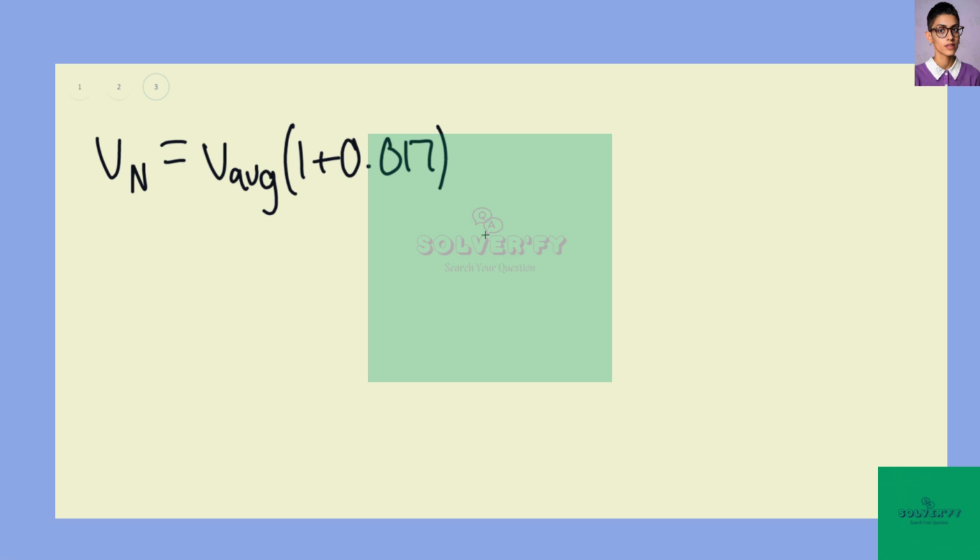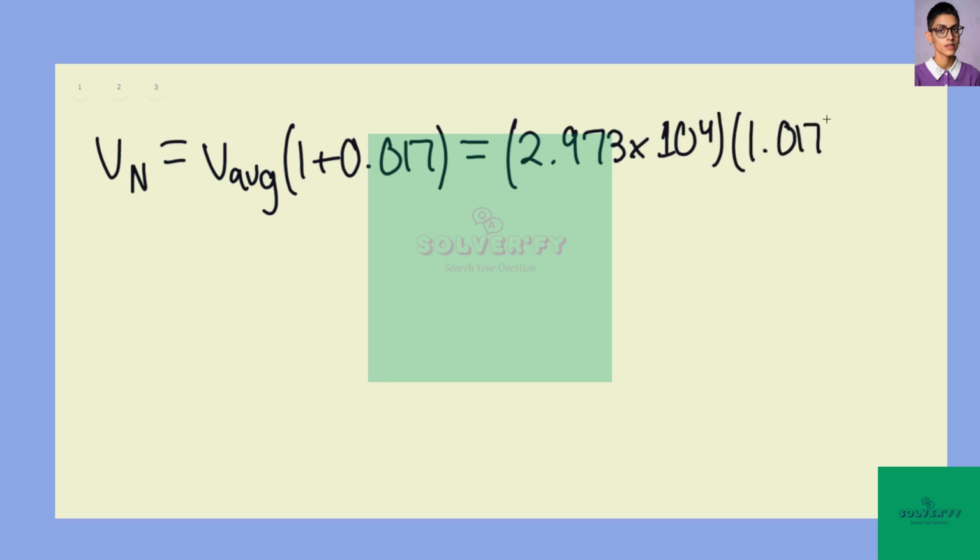And then for the far, let's start for the near first. This will be 2.973 times 10 to the 4th times 1.017. And so here V of near will be equal to 3.02 times 10 to the 4th meters per second.